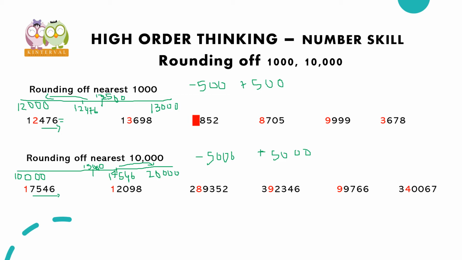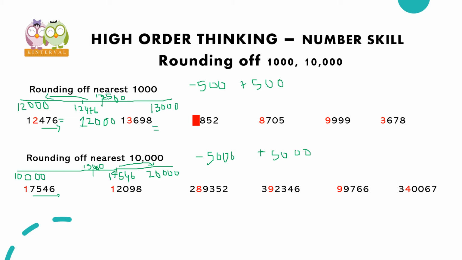Clear? So here the first number is rounding off to 1,000. On the right hand side we have 3 digits. So ones, tens and hundreds will become 0. Since 476 is less than 500, we will not make any changes to 2. We will write 2 same as it is and it becomes 12,000. The logic is already explained to you.